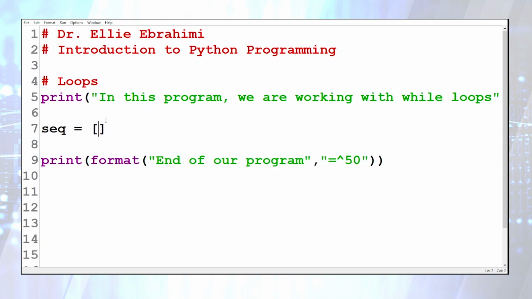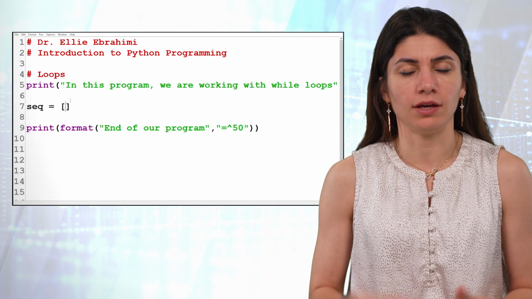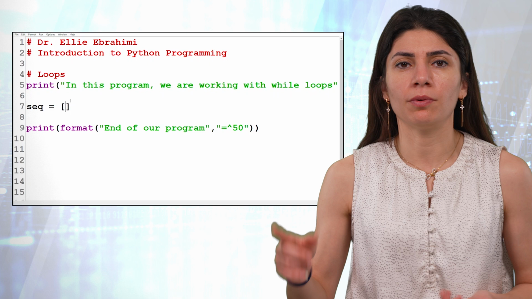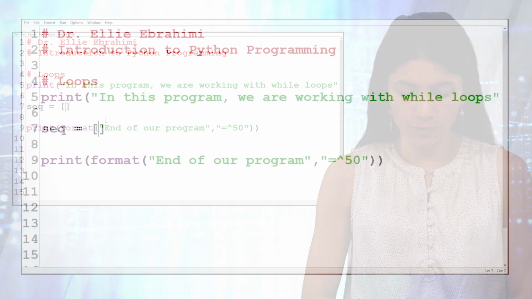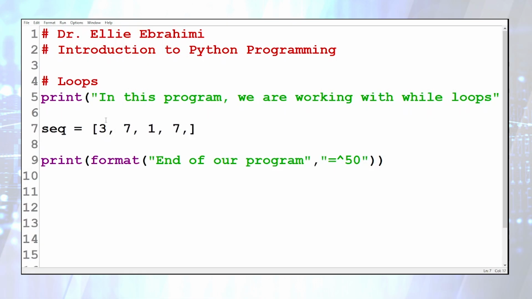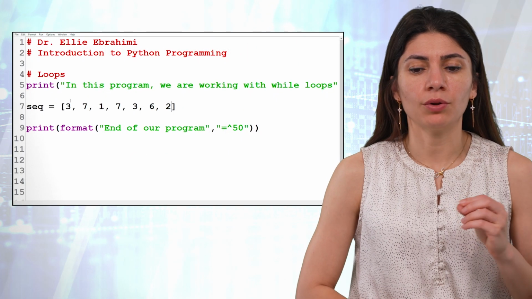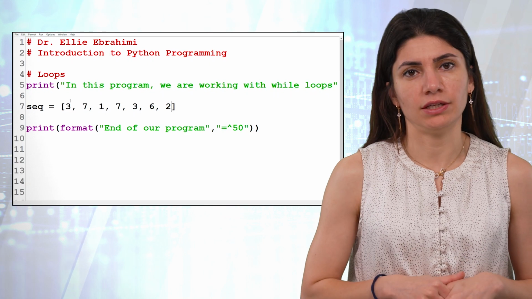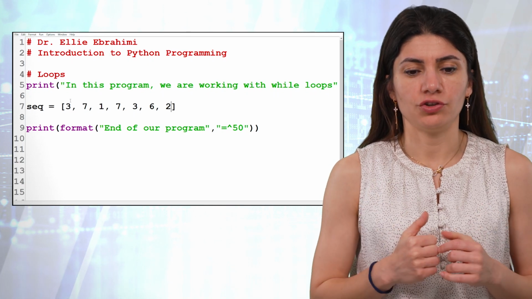All right, let's say I have this sequence with a bunch of numbers. Again, the sequence could be anything. It could be a list, it could be a tuple, it could be a string. And I'm going to store a bunch of numbers here. Okay. I want you to think about a way to print all of these values in the shell for me.